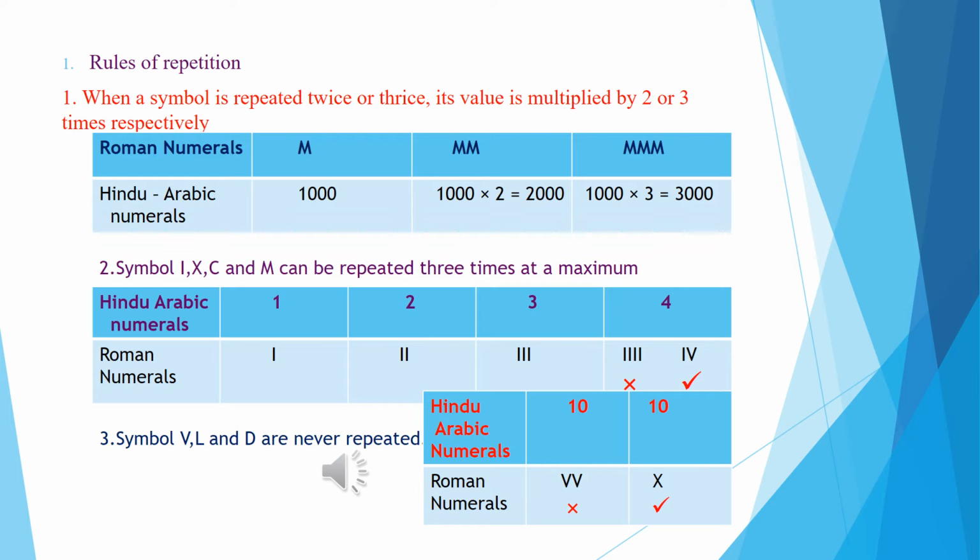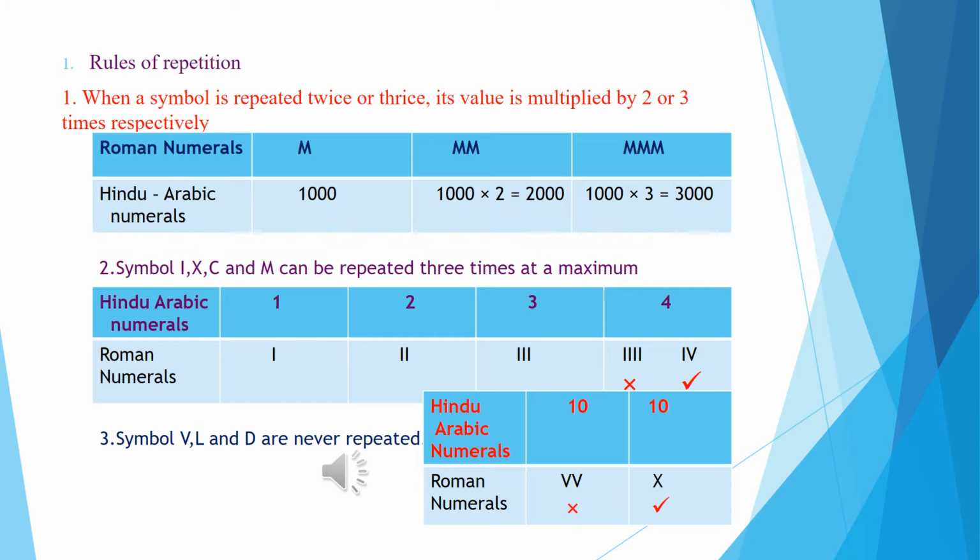Second rule: symbols I, X, C and M can be repeated 3 times at a maximum. That means the symbols I, X, C and M cannot be repeated more than 3 times. Look at the following table. For 1, we write I. For number 2, we write 2 I's. For number 3, we write 3 I's. For 4, we will not write 4 I's. Instead, we will write IV, which means the symbol I cannot be repeated more than 3 times.